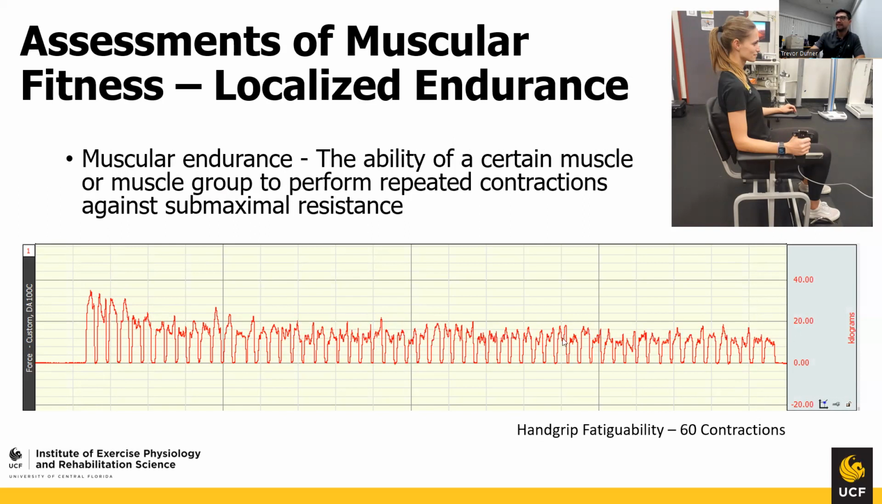And it's going down a little bit, which can be expected because of fatigue mechanisms. But overall, there's a high force output at the beginning, and then it peters out, and then it begins to level out over time. And so there's a few different ways that you can measure this for muscular endurance.